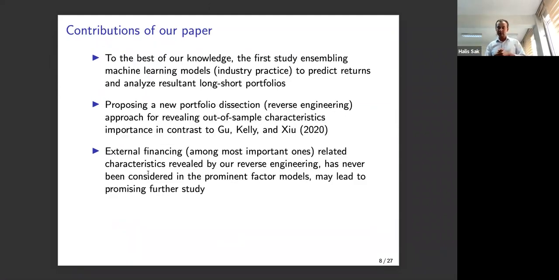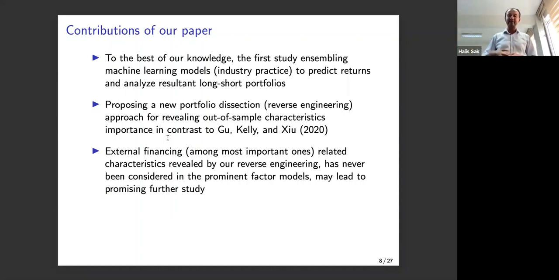So there are 3 contributions of our paper. First, we simply ensemble, combine different machine learning models. I think this is the first time, and this is the industry practice, by the way. And the second thing is we propose a new portfolio dissection reverse engineering approach, and we do out of sample analysis instead of in sample. And also we find out that our approach simply states that external financing, among the most important ones, could be an important factor.